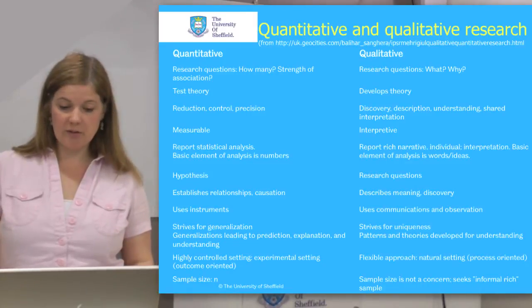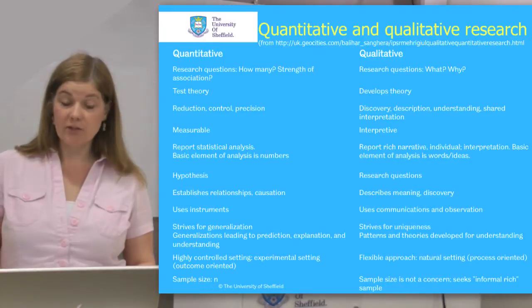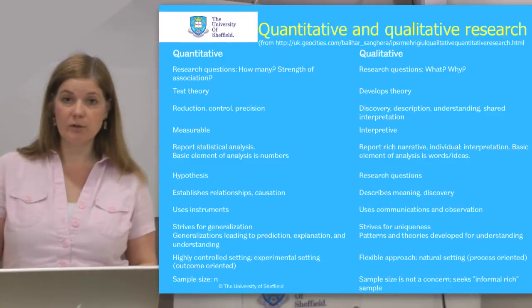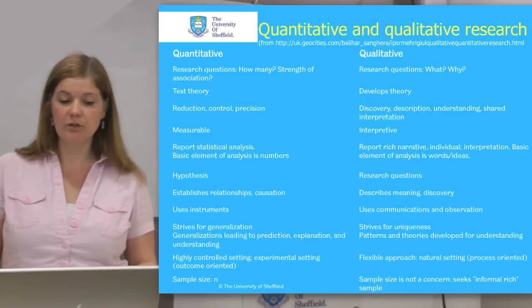Sorry for the busyness of this slide. It's taken from a web site that the link is there at the top of the slide, so you can go and have a look in more detail because there were a few extra points that I've not managed to fit onto the slide. Really I wanted to just show you this because it's a nice summary of the differences between the 2 different types of methodology. So on one side you have the quantitative and on the other side the qualitative.